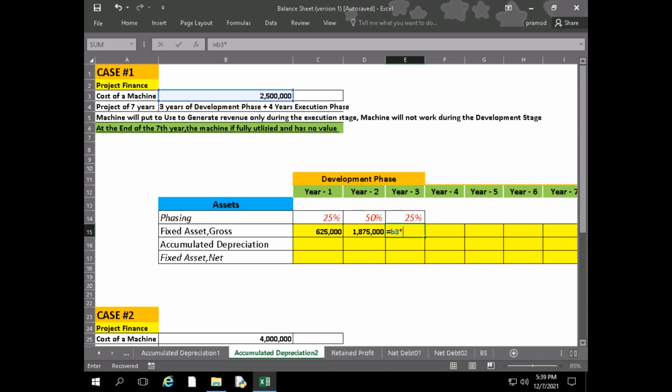Again, into percentage plus 18,75,000, that is 25 lakh has become.